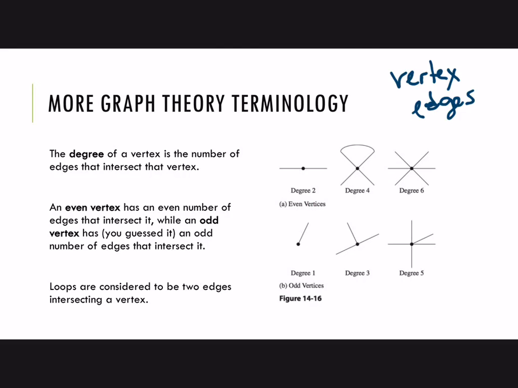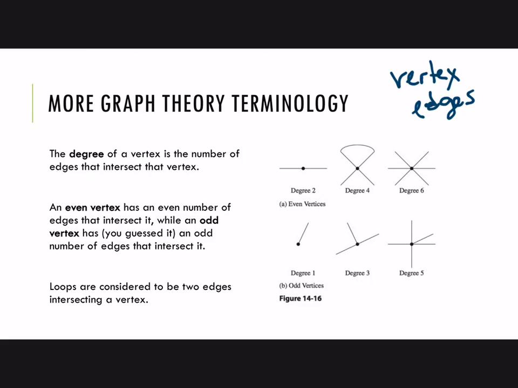We have a number of examples here on the right. This vertex has degree 2 because there are 2 edges intersecting that vertex. We have a degree 4, so if you just focus on the vertex and see how many little lines are coming out of it, that tells you the degree. And then we also have one that's degree 6. There are 6 edges coming out of that vertex.